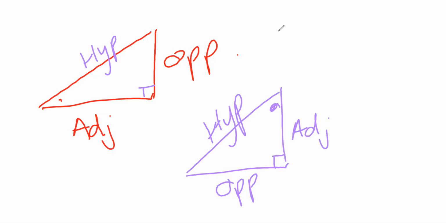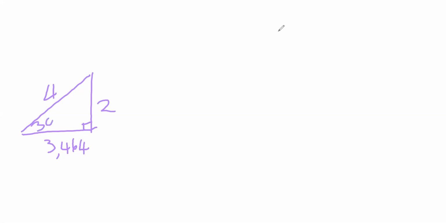Right. Now, let's put some numbers to this and see how this all works out. Watch this. So we spoke about similar triangles, right? We've got this triangle here. That triangle has got a hypotenuse of 4. It's a right angle triangle. This is 2. And if you were to do your Pythagoras theorem, you would work out that this is 3.464 centimeters or units in length. And that triangle has got an angle here of 30 degrees.